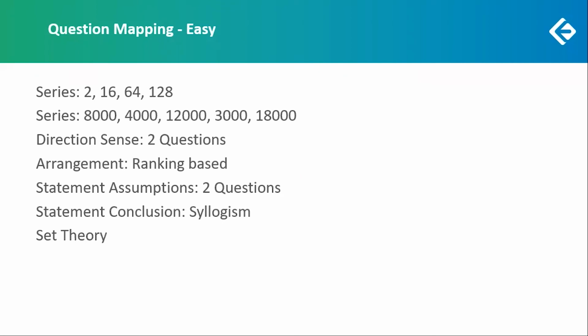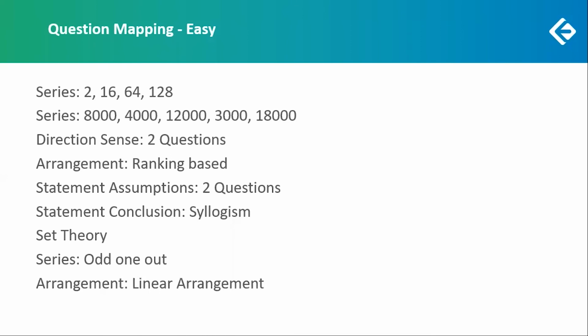Then a question based on set theory, which was an easy question, and a question on series where we had to find out an odd one out. So that was also an easy question. A question based on arrangement, linear arrangement, where we had to find out a person who is there in the middle. So this could have been also done by the students. And finally, a question based on blood relation, which was also a doable one. So this was a list of easy questions, and you should have attempted most of these questions.